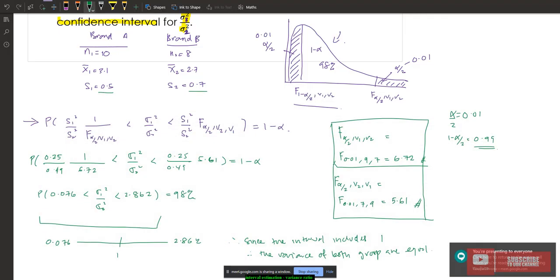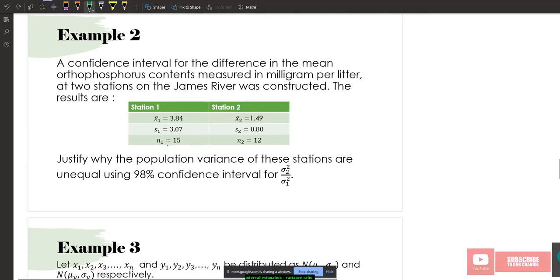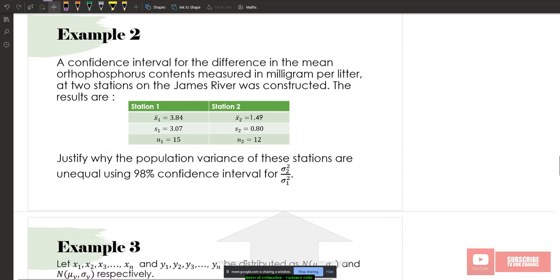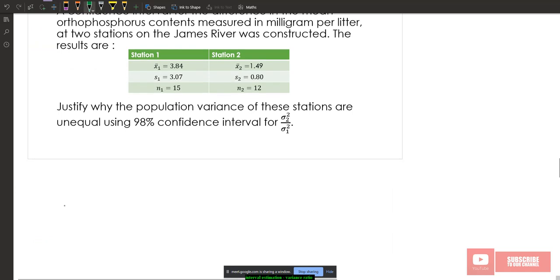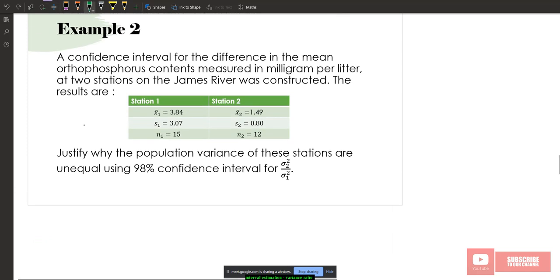So we move to the next example. This is also the same example as before in the previous topic. We just revisit the example, right? So now we have two stations. We need to justify why the population variances of these stations are unequal using a 98% confidence interval for sigma 1 squared divided by sigma 2 squared, right?